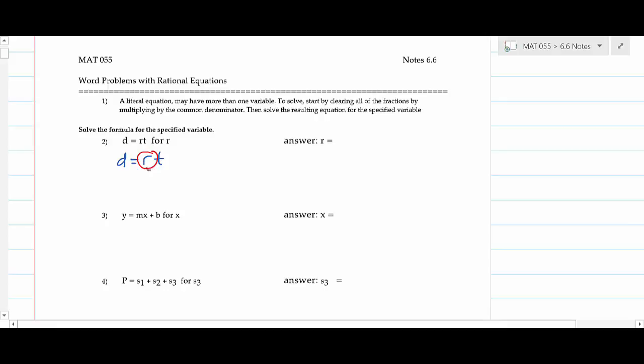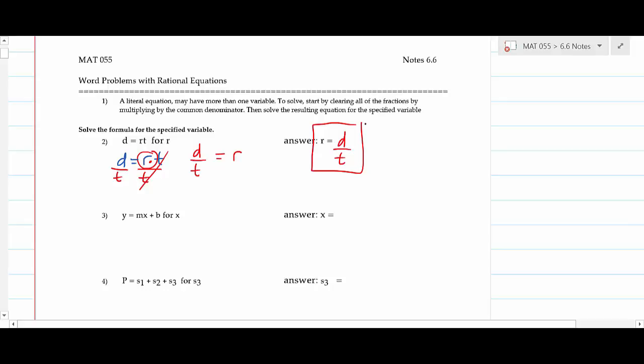Now what are you trying to get rid of so that R is by itself? A T. How is T attached to R? Multiplication. How do you get rid of multiplication? Divide. See, it's all about undoing operations. So what you do is you divide both sides by T, and the T's do cross out because those are factors like we've been working on. So that would give R equals D over T. So the answer to the problem is R is equal to D over T. Okay? That's as straightforward as it can possibly get.